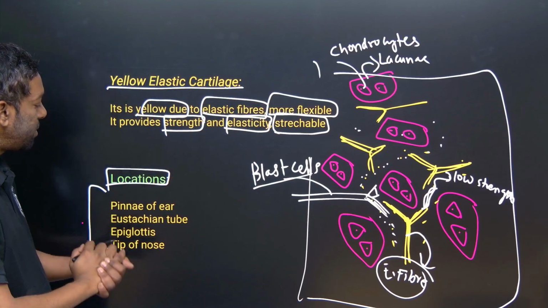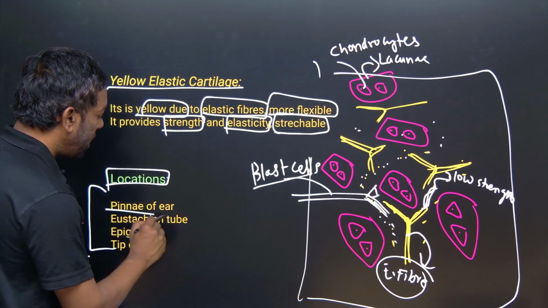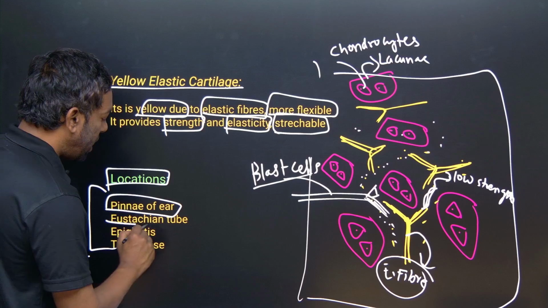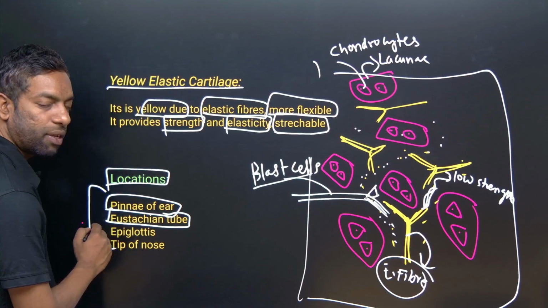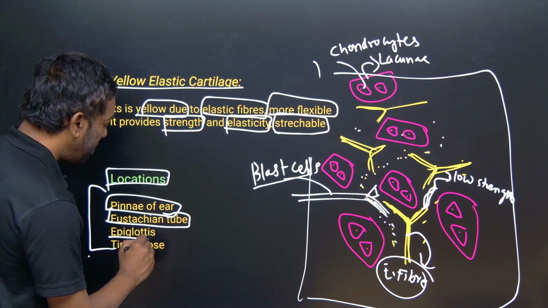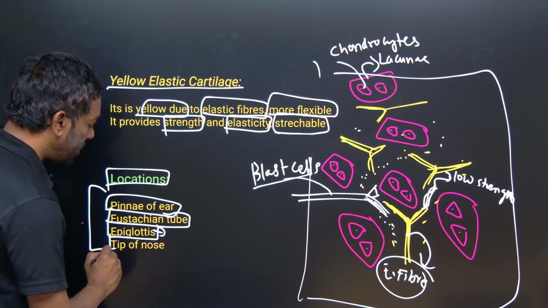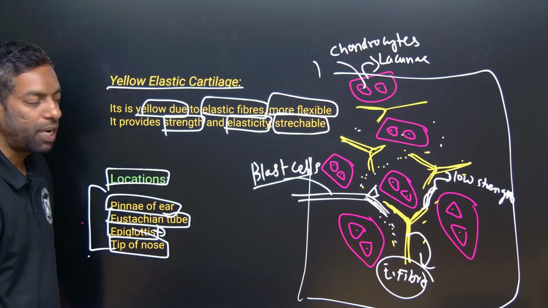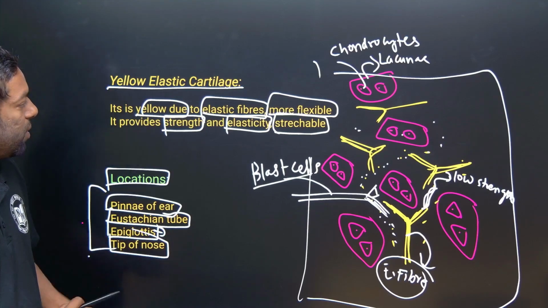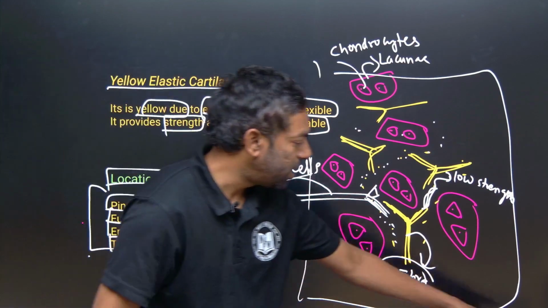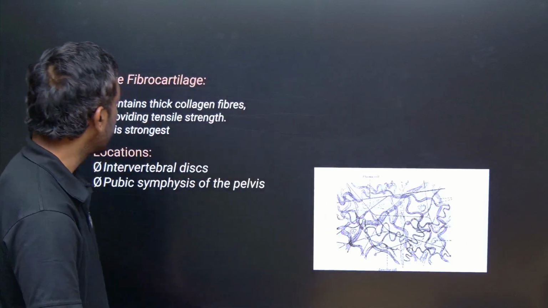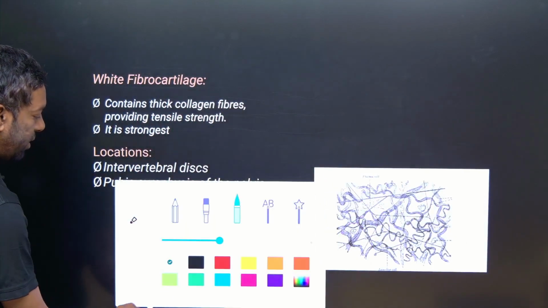The locations are mainly important: pinnae of the ear and the eustachian tube, which is part of the ear, and the epiglottis, which is part of the air pipe. This is the tip of the nose cartilage. Okay, yellow elastic cartilage. And next one, white fibrous cartilage.